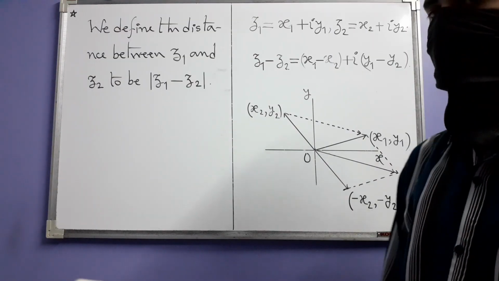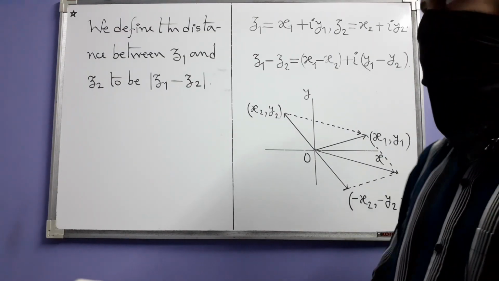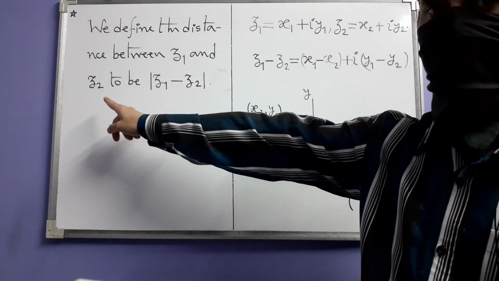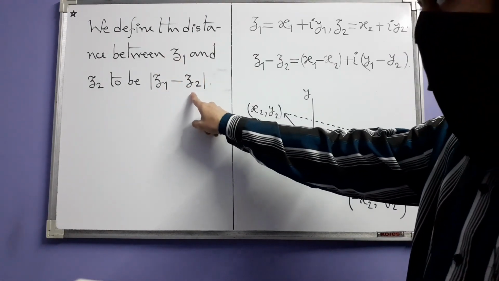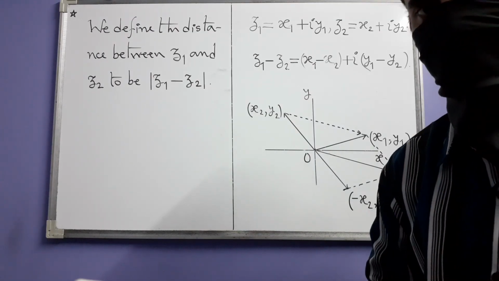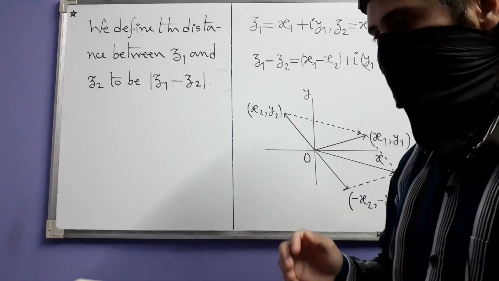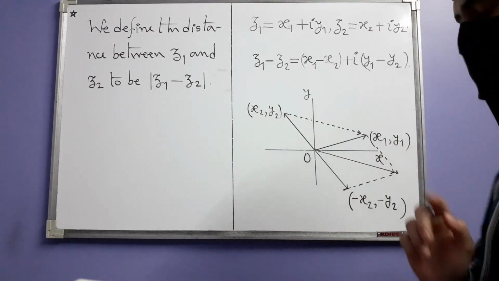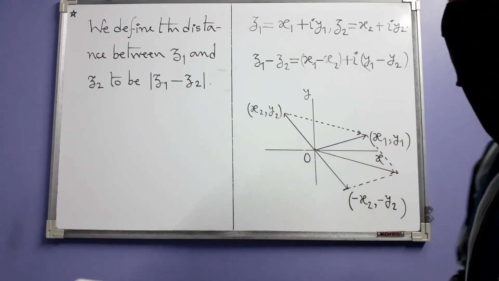Now next, in terms of modulus or absolute value, we define the distance between the two complex numbers Z1 and Z2 to be the absolute value of the difference Z1 minus Z2. Algebraically, suddenly this may not make sense, but when you look at the geometry, you understand why.